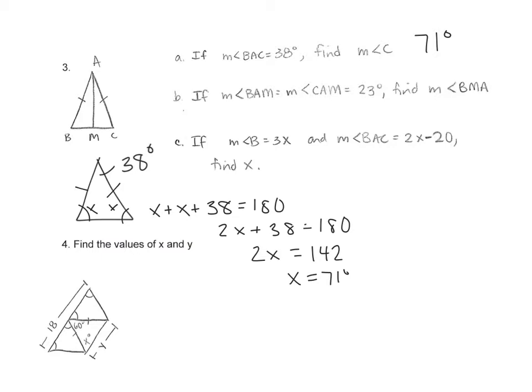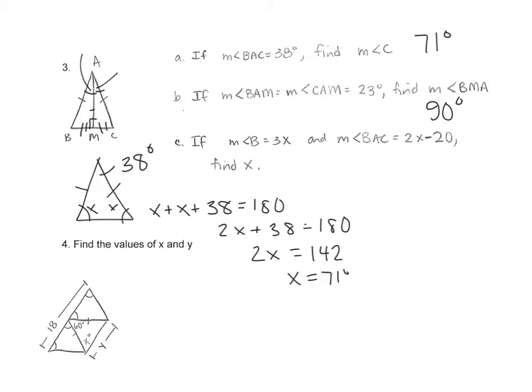Letter B, if the measure of angle BAM, so BAM right here, is equal to CAM right there, is 23. So this is a perpendicular bisector down there. Then find BMA. Well, I already drew in that it was a 90, so it has to be 90 degrees. Because remember, if this is the vertex angle and it's bisected, then this becomes the perpendicular bisector. It's perpendicular and it bisects this segment BC.